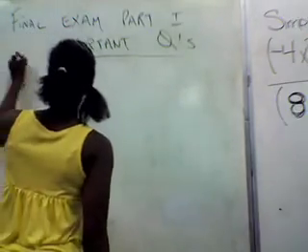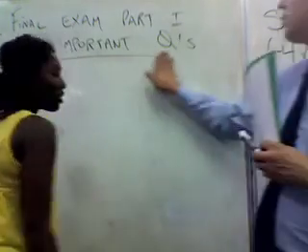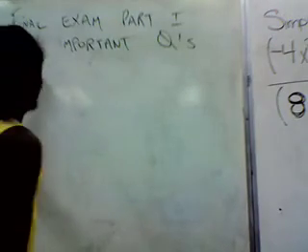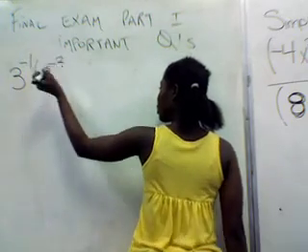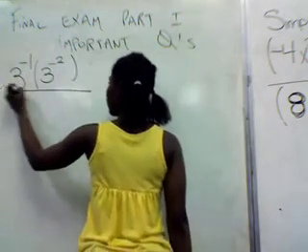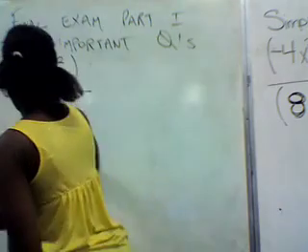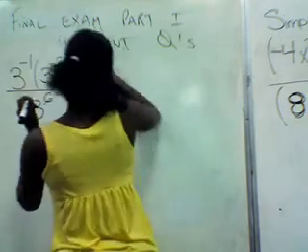Times, or brackets, 3 to the negative 2, all over 3 to the 6th. Okay, so what do we do? We follow the same rules of exponents.